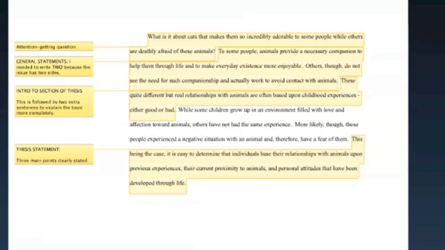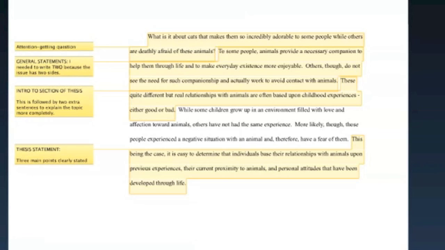Now for the attention getter here, there was a question that was asked. What is it about cats that makes them so incredibly adorable to some people while others are deathly afraid of these animals? Now, at that particular point, you've asked a question that the reader may in his own mind try to answer. That's what you want from the reader at this point. You want to get them to start thinking about what you're generally going to be talking about.